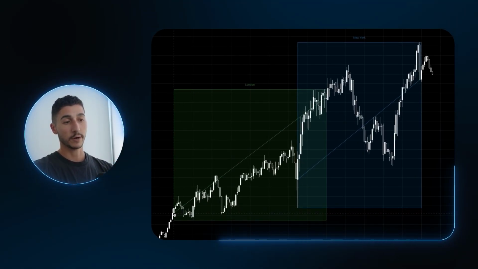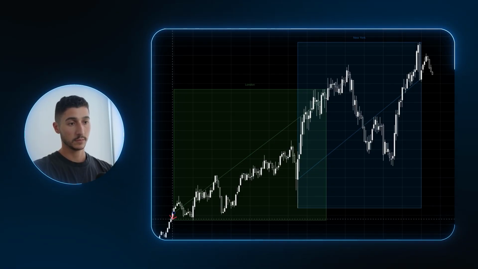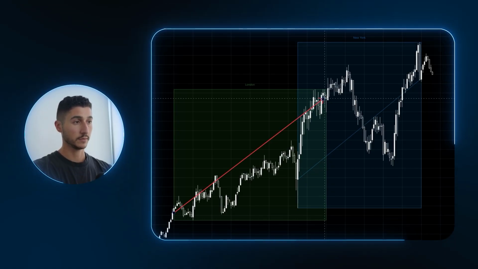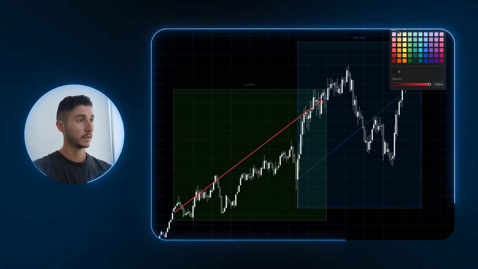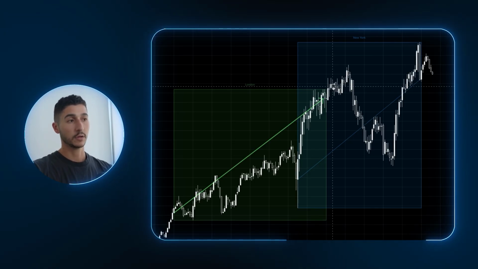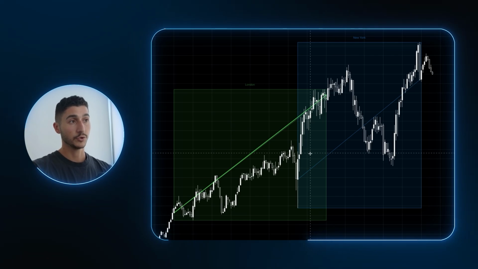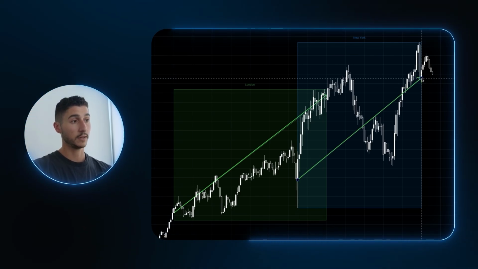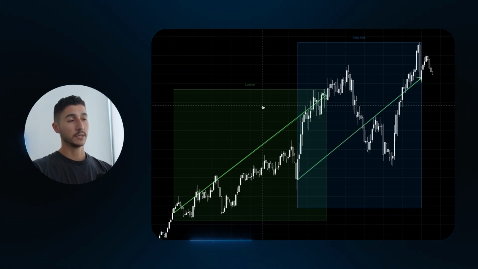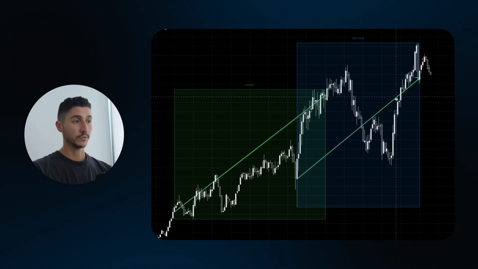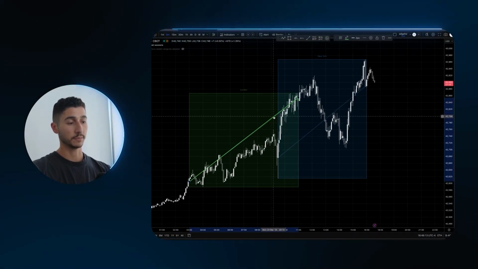From the open, right over here, to the close of the session, obviously this is green, so I'll make it green. From the open to the close of the session, the London session is green. Also, you want to expect New York to follow. So in this case, London is green. That gives you a strong bias for the New York session.